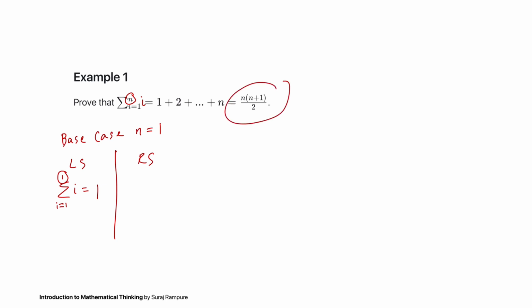Okay, what's our right-hand side? It's this expression, 1 times 1 plus 1 over 2. What's that? 1, 2 over 2, is equal to 1. Does the base case hold? Yep. So therefore, base case holds.